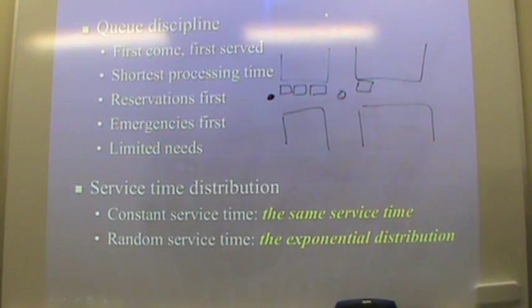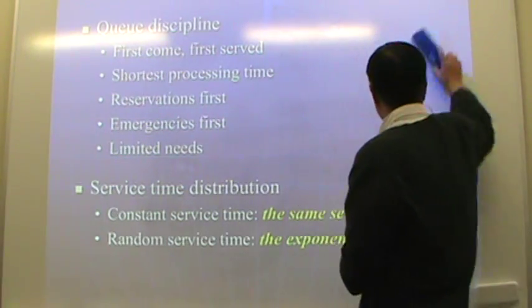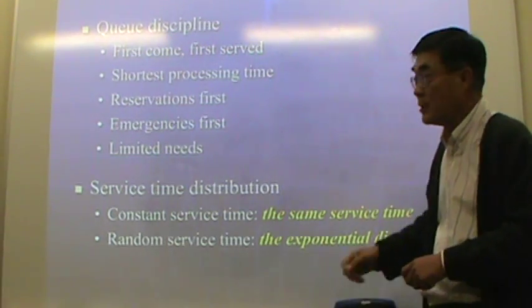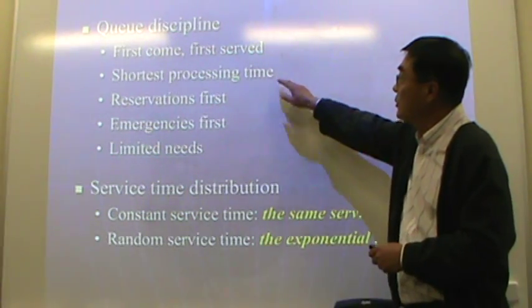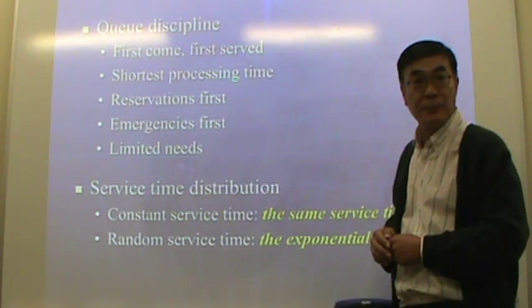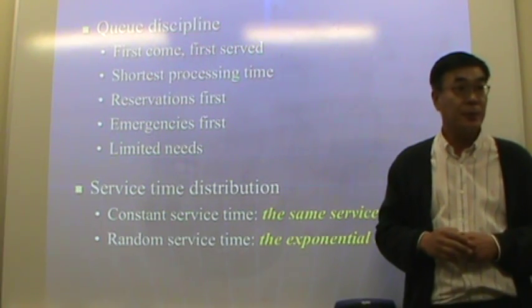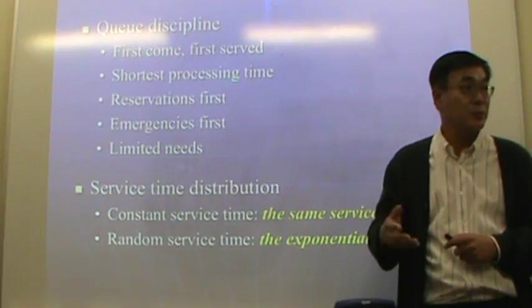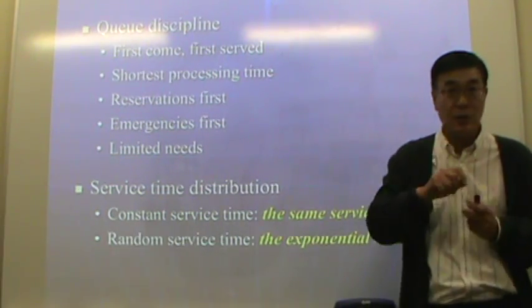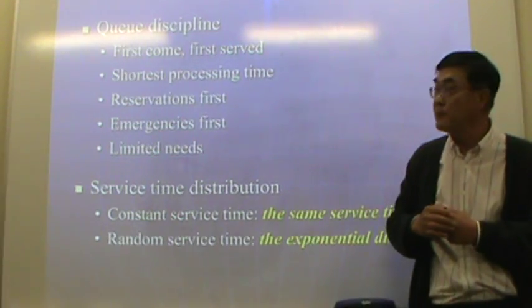And queue discipline: first come, first served, right? Whoever comes first, then give the service. And shortest processing time, shortest operation time. Do you remember? SOT rule. If we can use the SOT rule, multiple works, then shorter first, then this one is the best one, right?